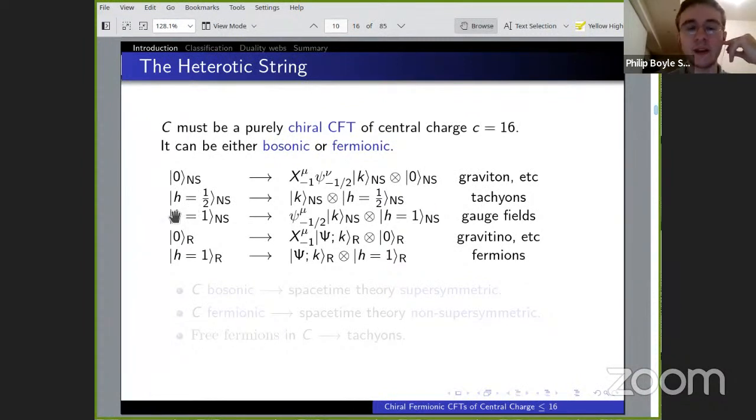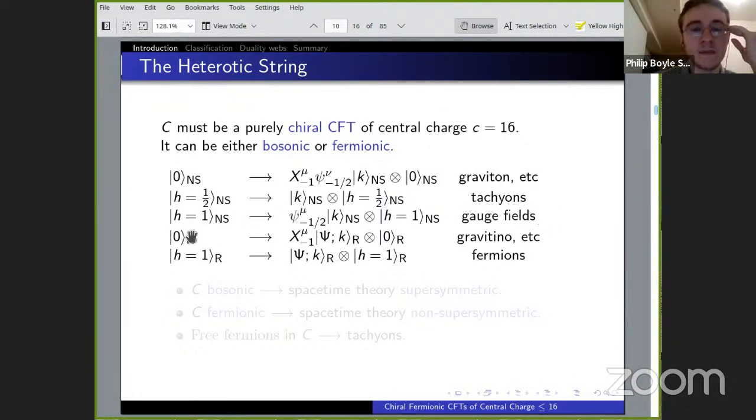So what's next? Well, next up are the dimension one operators. And these always form a Lie algebra under fusion. And rather predictably, these map to the gauge fields. Okay, and everything after that point is massive, so we'll ignore it.